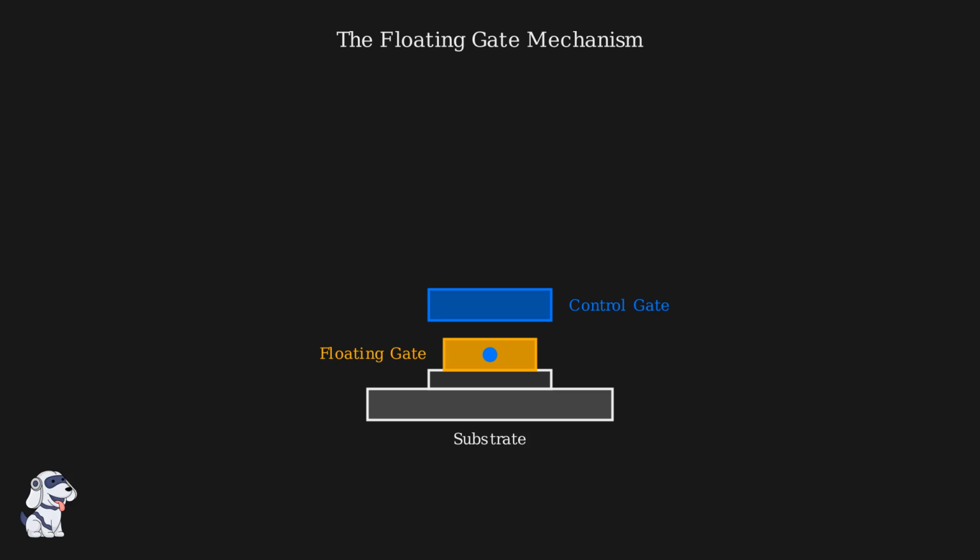floating gate. Once trapped inside this amber-colored floating gate, the electrons stay there even without power, locking in a specific binary state. By measuring the electrical charge of this gate, the SSD controller can reliably determine if the cell represents a 1 or a 0.